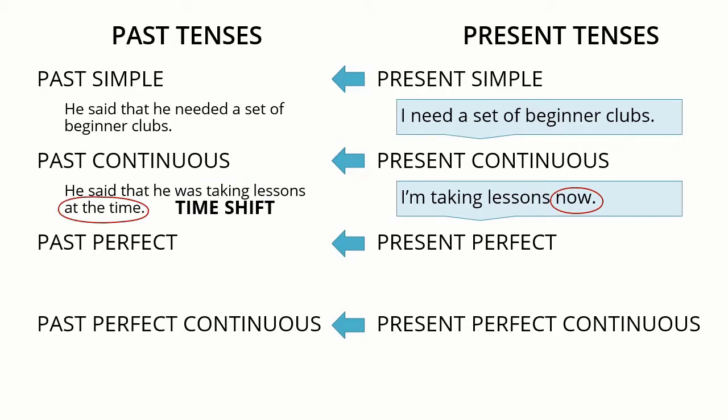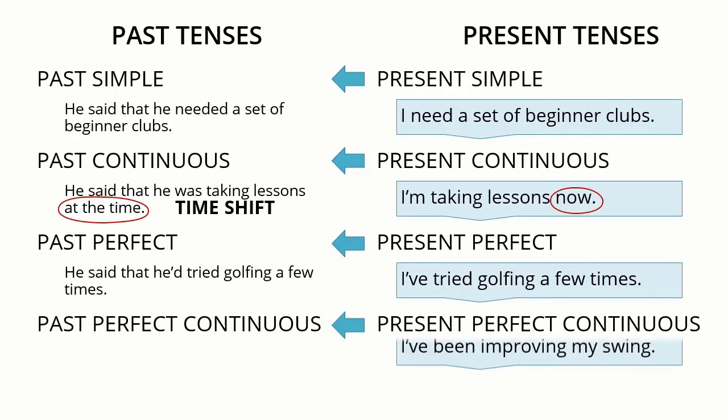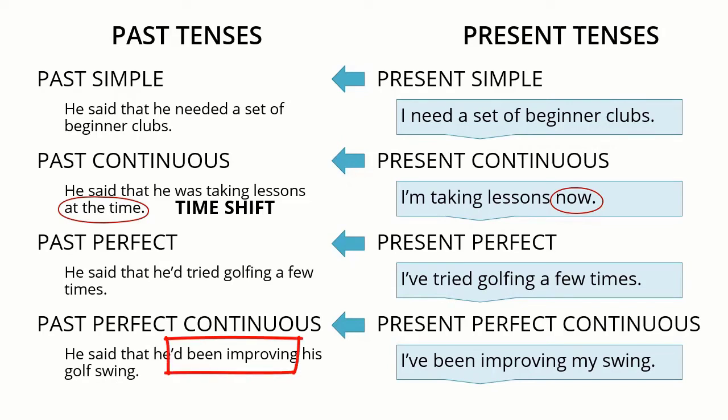At the time, now, you can see those are time shifts. In the present perfect example, I've tried golfing a few times, goes now to he said that he had tried golfing a few times. Present perfect continuous example, I've been improving my swing. He said that he'd been improving his golf swing. So simply just a backshift to the past perfect continuous.